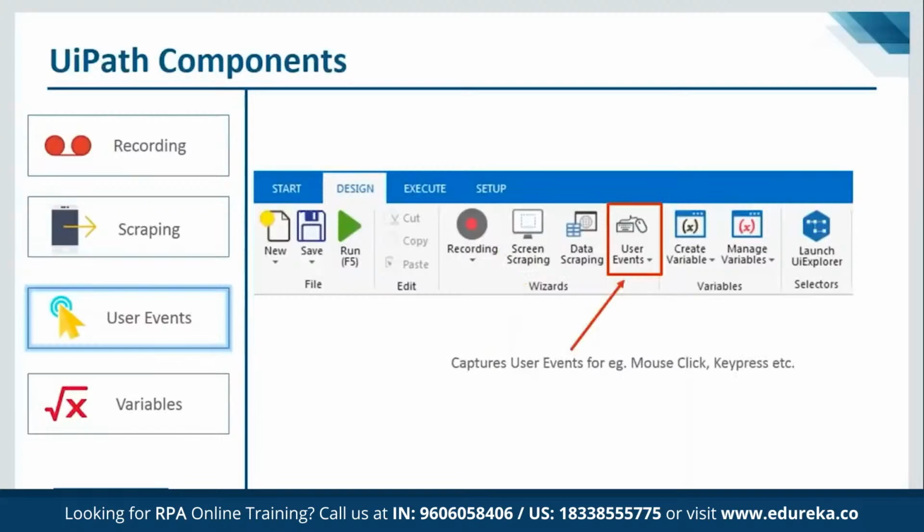Then we have user events. So user events are nothing but events that are done by the user. For example, if you press a key on the keyboard, that becomes a user event. If you click the mouse pad of your mouse, that becomes a user event, right? So these are user events which you can use in your program to do different tasks.